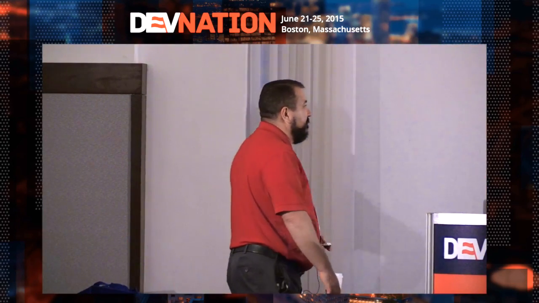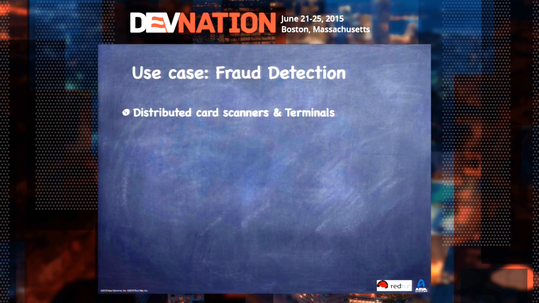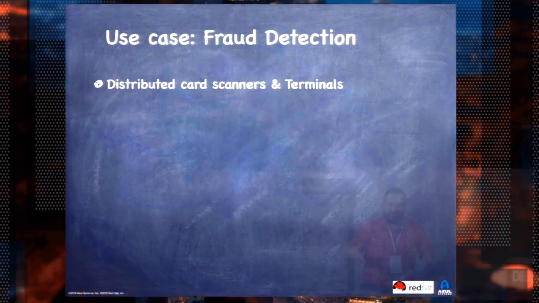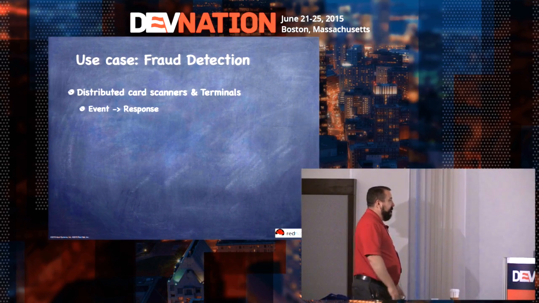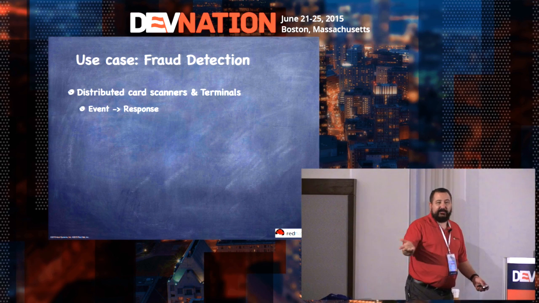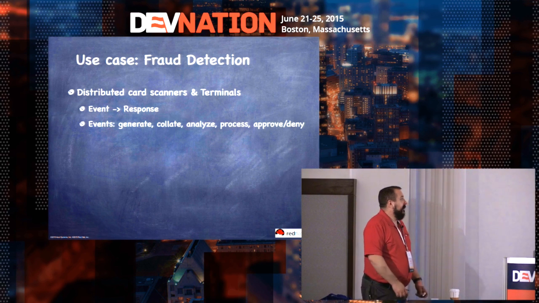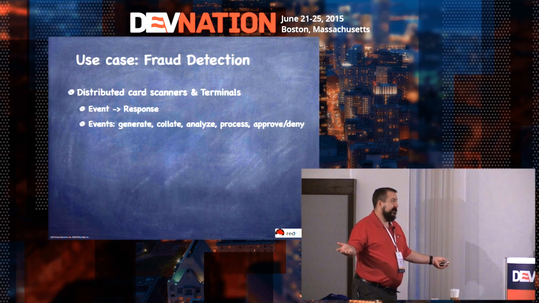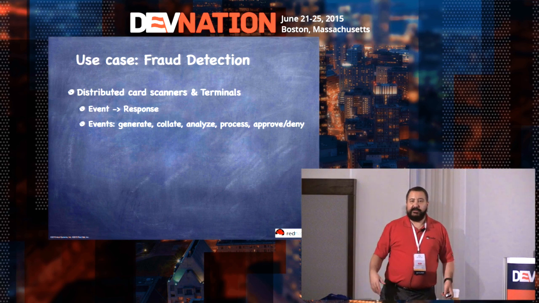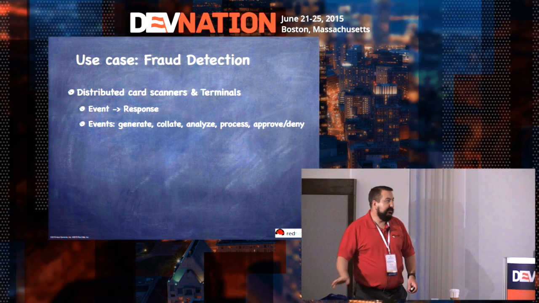Yeah, so let me give you all another example. This is a case of fraud detection. To walk through it, the idea is that I have a distributed set of card scanners and terminals. You walk up, you run your card through, and something's validating you. Again, it's an event response driven thing. So we generate the events, collate them, analyze, process, and in this case, you want to come back with an approve or deny.